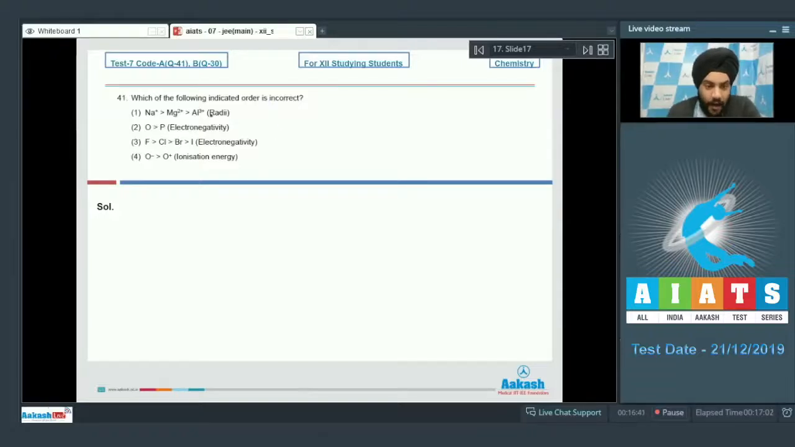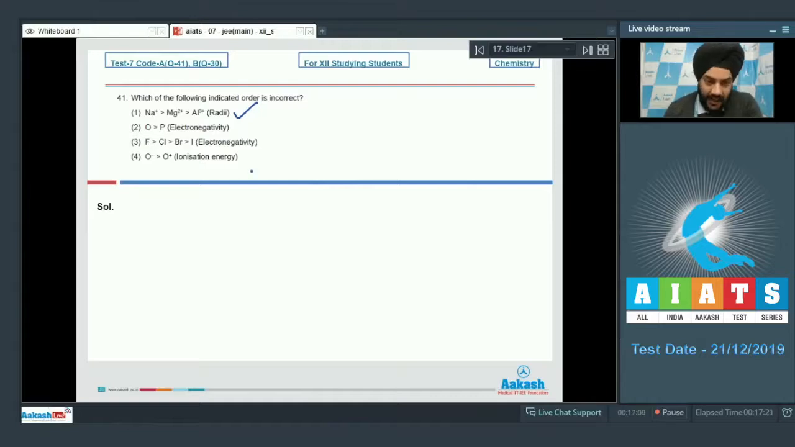Question number 41. Which of the following indicated order is not correct? Okay. So option 1 says the radii of Na+ is more than Mg2+ is more than Al3+. This is correct, students. In isoelectronic species, as the cationic charge increases, the radii decreases.